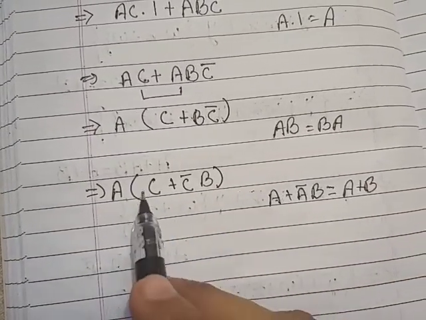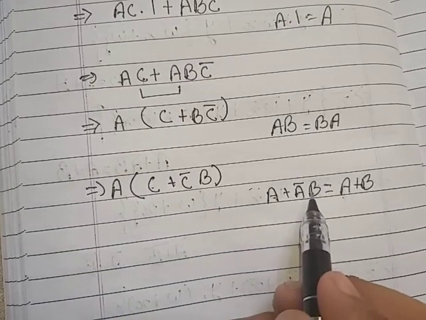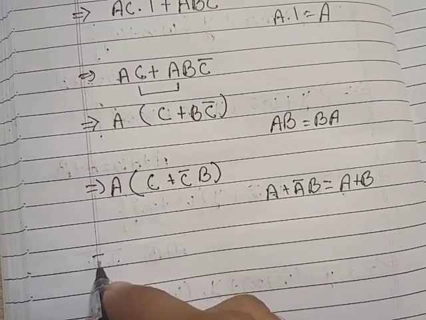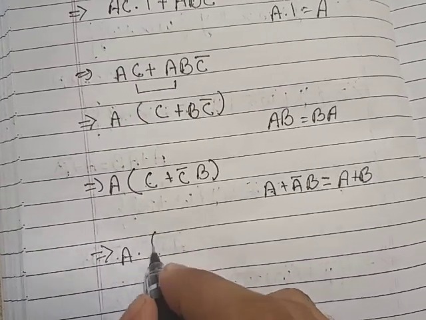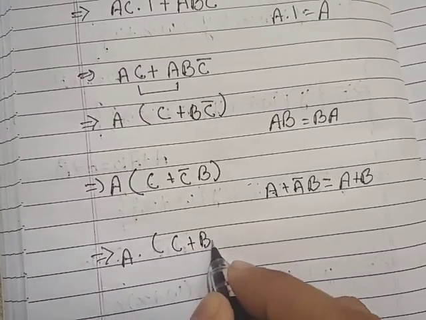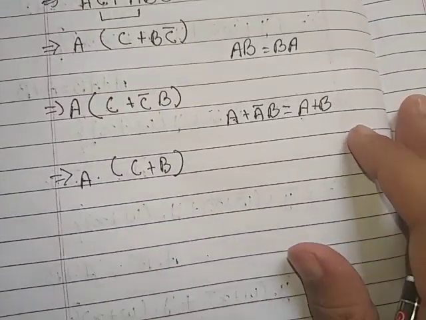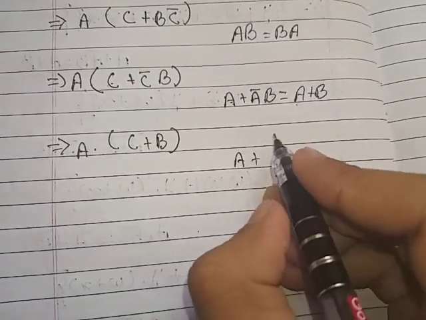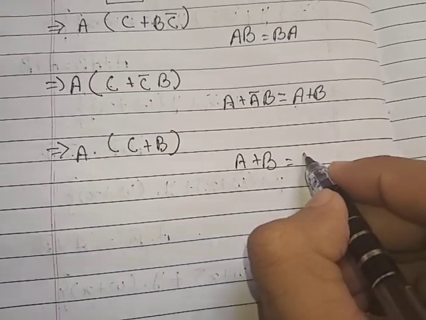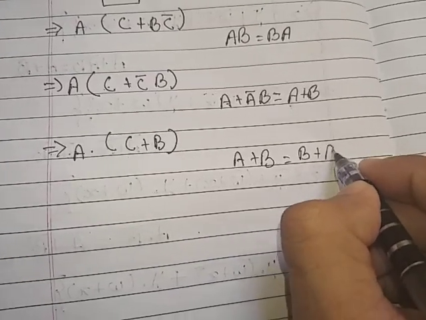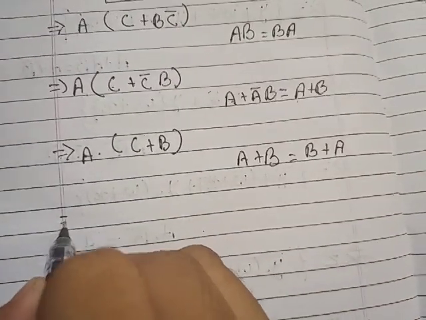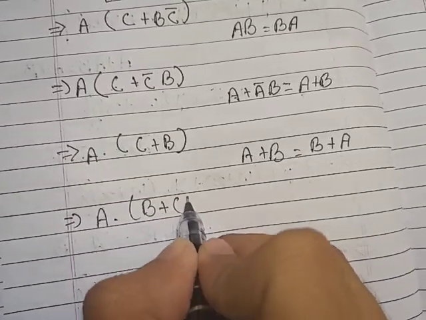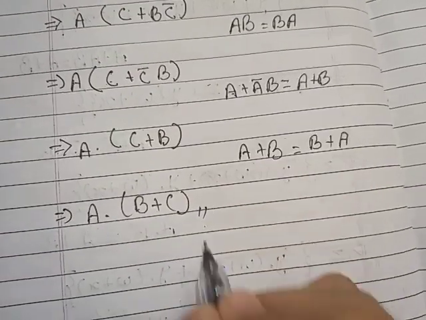Now we know that a plus a bar b is equal to a plus b. Here a is equal to c and b is equal to b. So c plus c bar b gives c plus b. So here we go, a dot c plus b. Now to write it in cyclic order, we can even write it as b plus c. For that we use a plus b is equal to b plus a. So we get a dot b plus c. That's it.